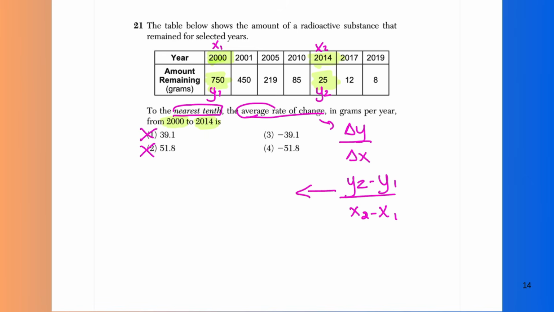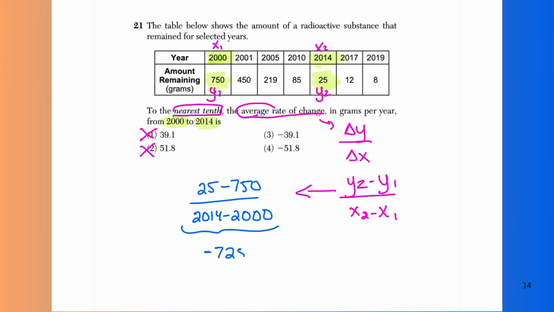So if I substitute into the formula that I wrote over here, we're going to get 25 minus 750 over 2014 minus 2000. And then if I simplify this, it's going to give me negative 725 over 14. And if you use your calculator to divide correctly, you should get answer choice number 4, negative 51.8, after we round, of course.